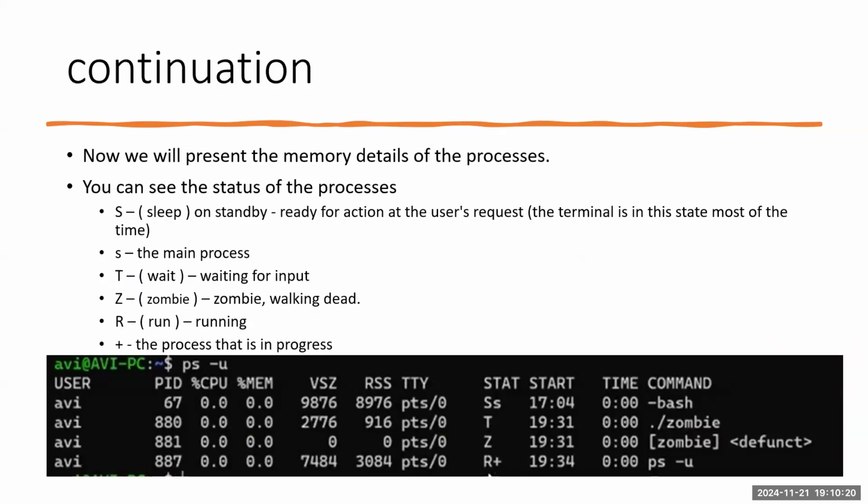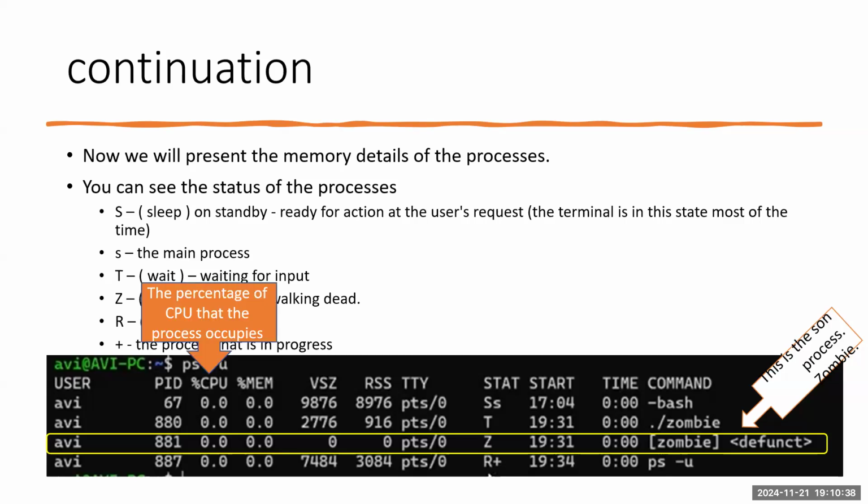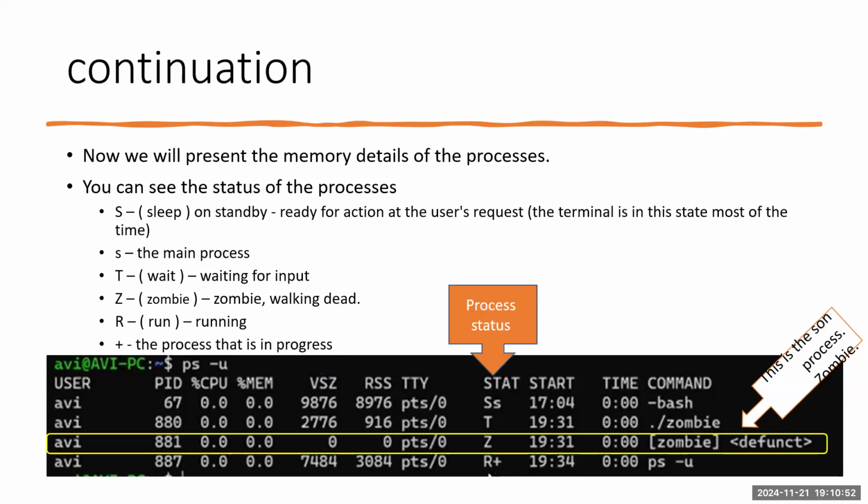Okay, continuation. Now we will present the memory details of the process. So PS minus U gives us some more details. And you see here, here's our process. This is the sub process, the zombie. The percent of the CPU that the process actually occupies at the moment: nothing, it's frozen. Percent of the memory, also nothing. Virtual memory, also nothing. Process status: Z for zombie. Here you see a list of the different statuses. T is waiting for input. Z is for zombie. S is for sleeping.